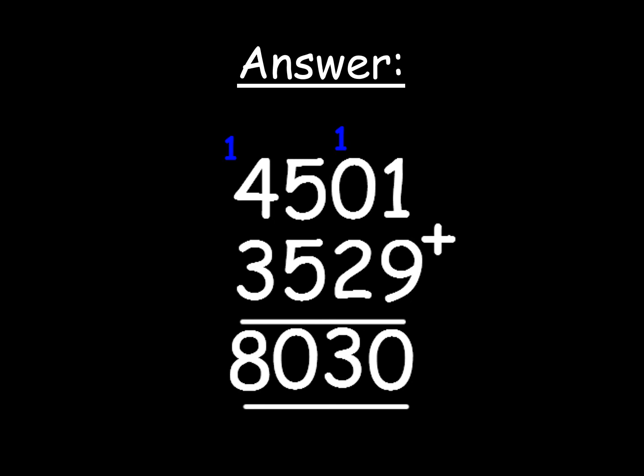5 add 5 is 10. Exactly the same thing as we did at the beginning. We can put our 0 down, but we need to carry the 1. 4 add 3 is 7. Add the 1 is 8, giving us 8,030.